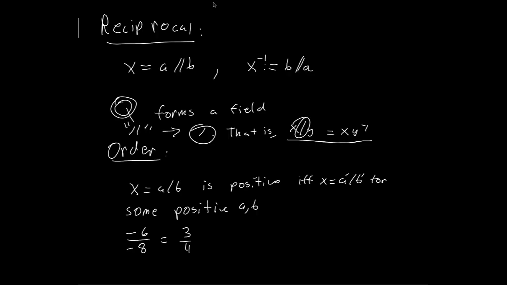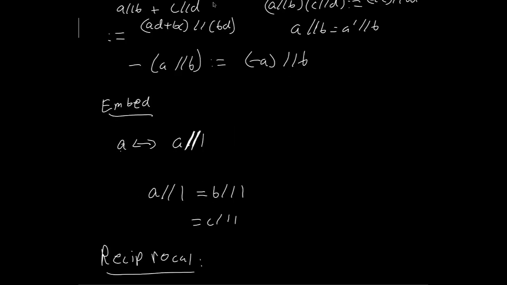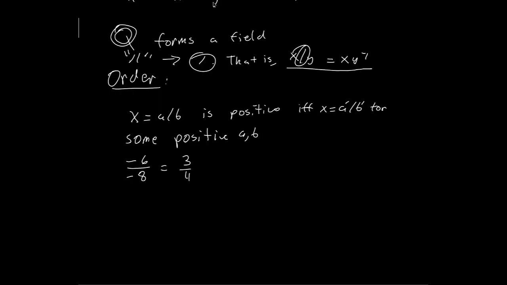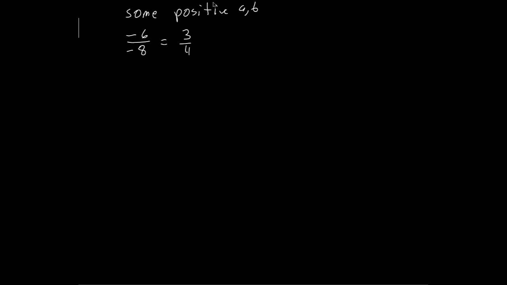Now we have trichotomy of the rationals and ordering of the rationals, but there's nothing new here. Just the same properties that we have from the integers. We also have negation reverses order, so remember that.